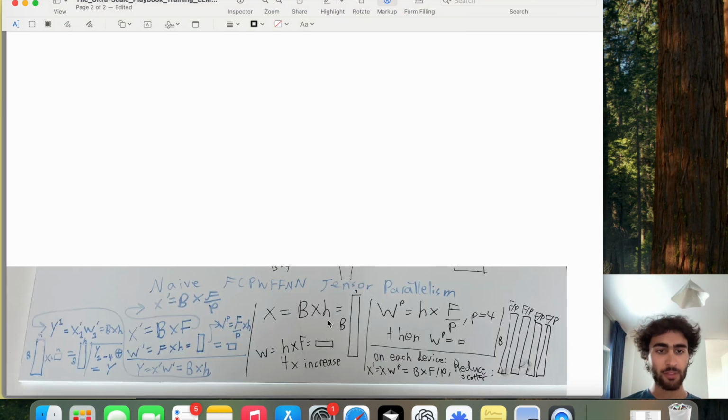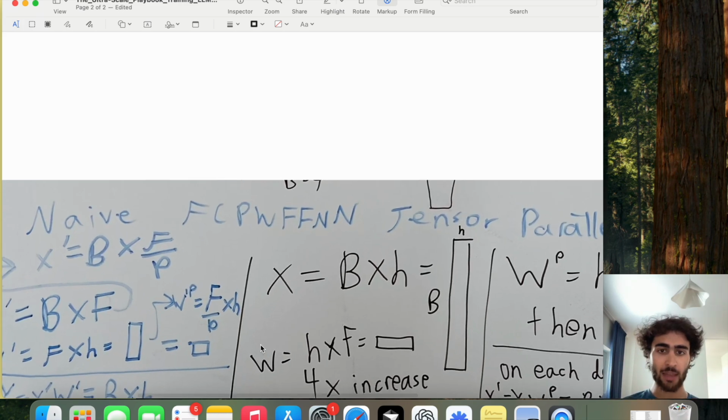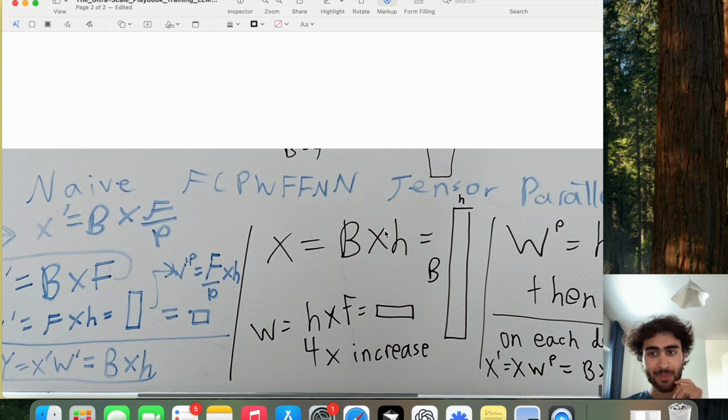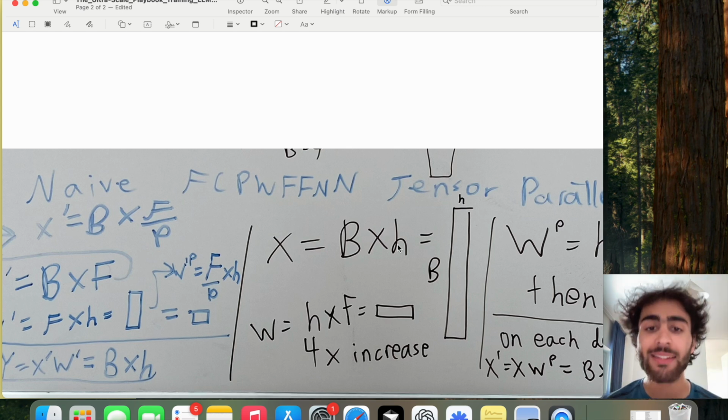Okay, so here you have the naive, fully connected, pointwise, feed-forward neural network tensor parallelism, which I drew a few hours ago. And let's look at our inputs. So we have our input matrix X, which is batch times hidden dimension. And you may be wondering, where is the sequence length? Because normally it's batch times sequence length times hidden dimension.